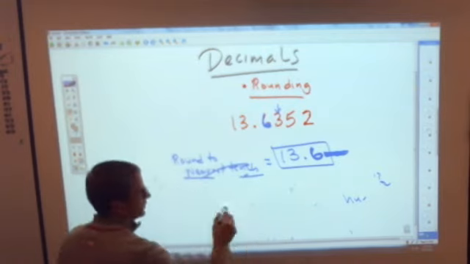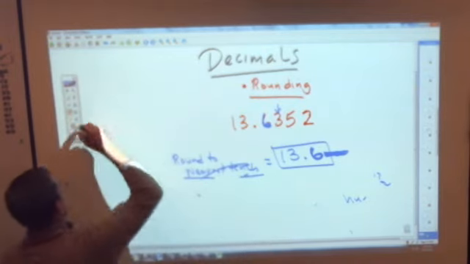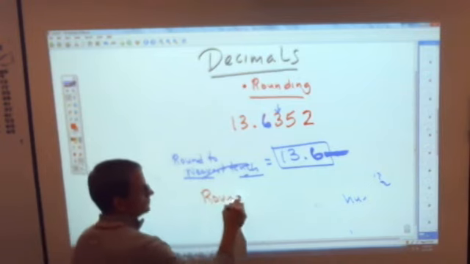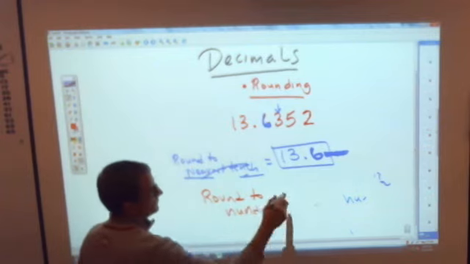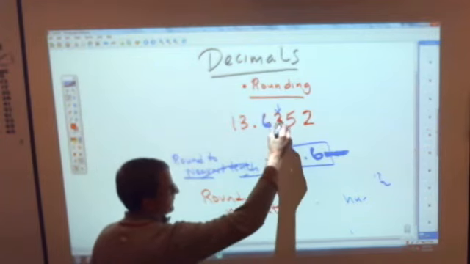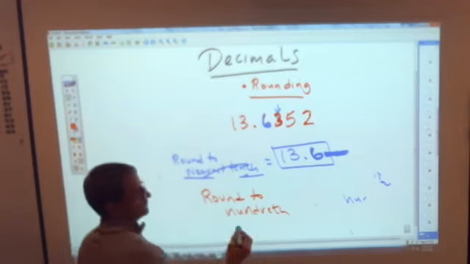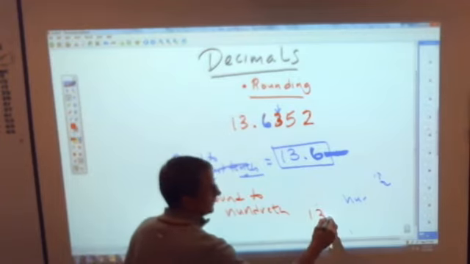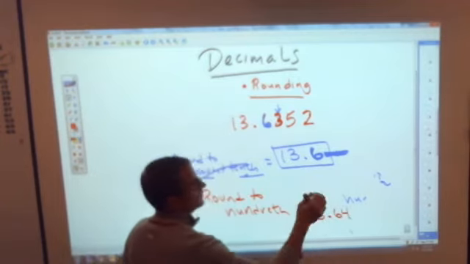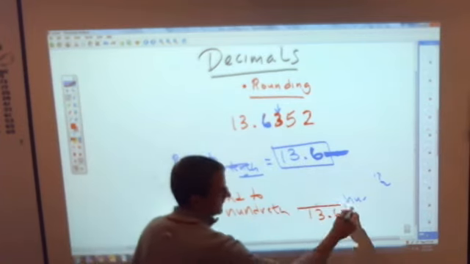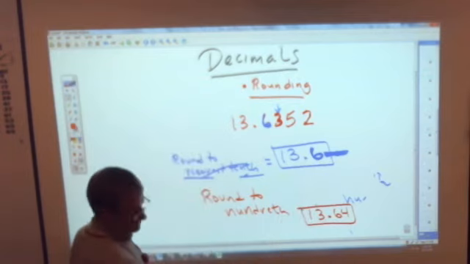Frankie asked the question, what if I'm rounding to the nearest hundredth? So let's round that to the hundredth. If I'm going back to that number there, this is in the hundredths place, right? So I look at the 5 next to it, so that means the 3 is going to become a 4. So I end up with 13.64. I don't put anything else after that. I don't make those zeros. So this is 13 and 64 hundredths.